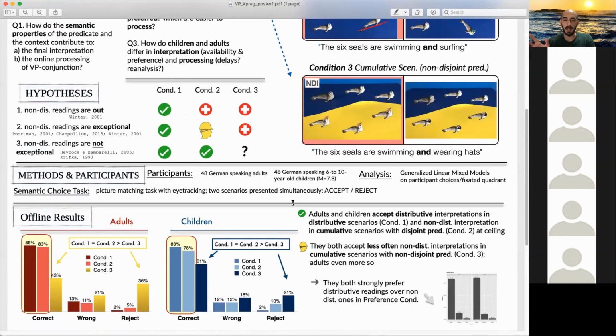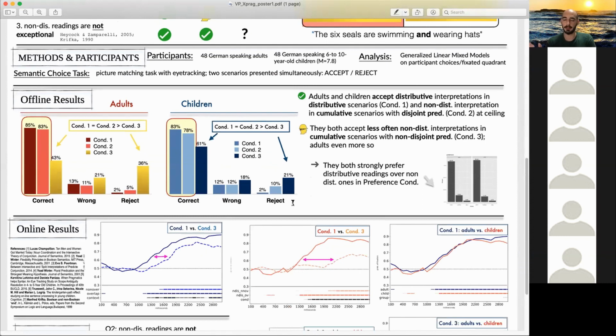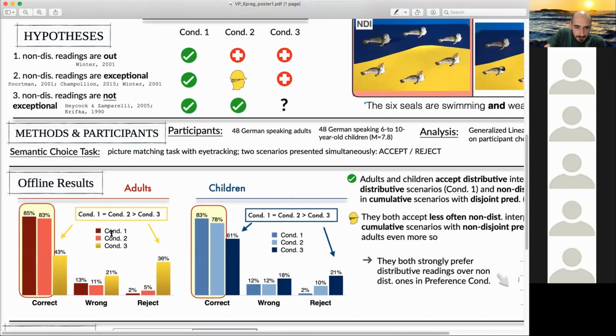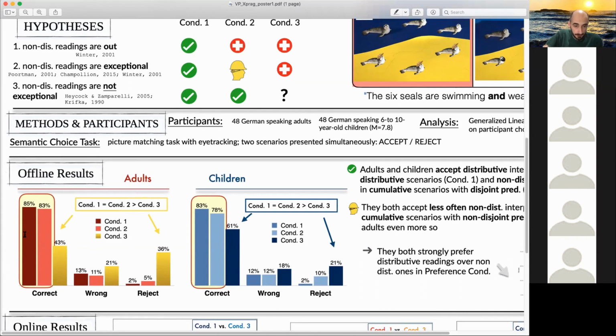Okay, so let's go to the results. Offline results. So this is about the preference choice, okay? So what happens is that adults, so again, the task was to choose the context that would provide the best fit for the sentence you heard, okay? So the context for which the sentence would be the best description, or reject both if both contexts are not fine, okay? So what we found is that the adults are super happy with condition 1 and condition 2, and they have a lot of rejection in condition 3, okay?